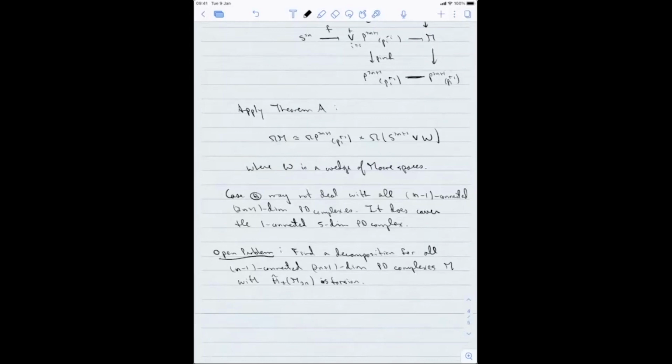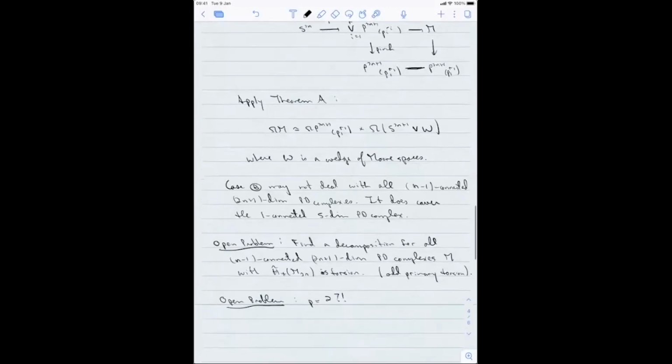And give yourself a break and look at odd primary torsion, which is what we were considering all along. All right, and then I guess you could add another question: what happens if p equals 2? That would be much harder, I think, just because the homotopy theory of mod 2 Moore spaces is so poorly understood.